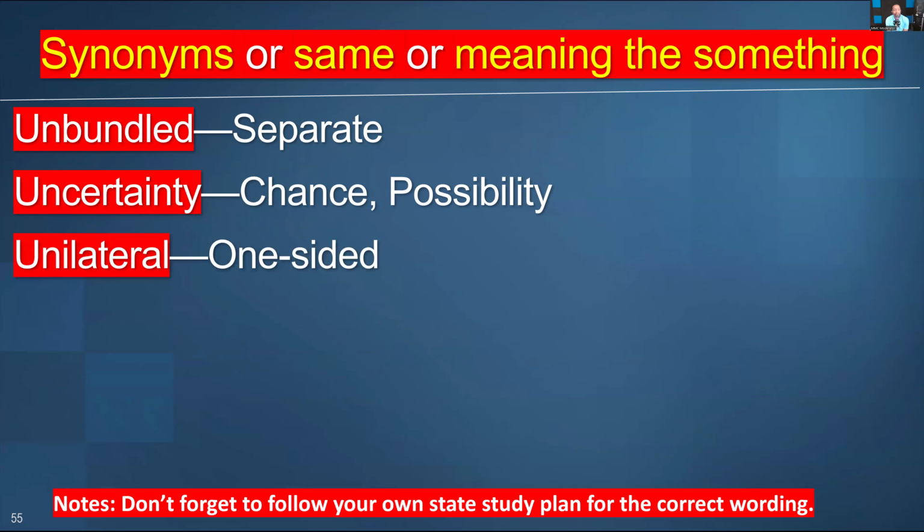Unilateral, one-sided. Uni means one-sided. One party makes a promise, which is the insurance company, because the insurance company says, "I promise I'm going to pay the death benefit once I receive the proof that the insured died." Uni, one-sided, one party makes a promise. Unilateral.